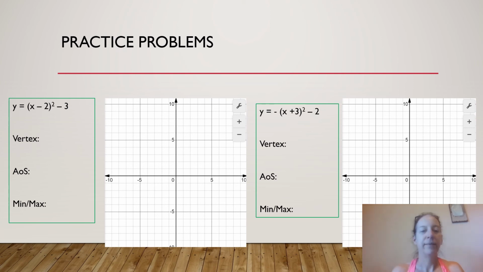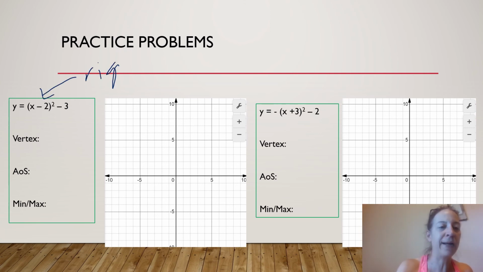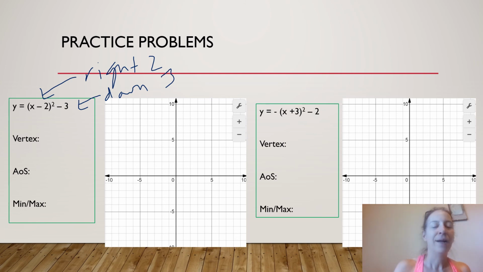All right. Hopefully I waited long enough. Let's go over these puppies. So for the first one, we are going right 2, and I don't know why I switched the direction of my arrow. I can't handle it. And down 3. So on my coordinate plane, I'm going to go right 2 and down 3.